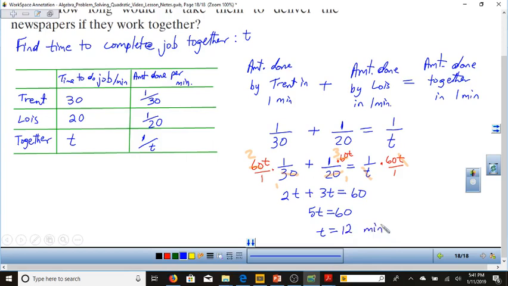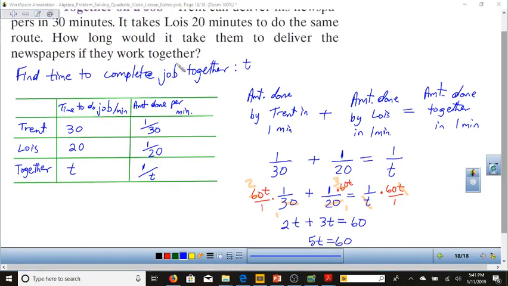Now, does that make sense? If they're working together, it should take less time for them working together than either of them working alone. So the answer we get should be less than 20, and the answer we got is less than 20. And there's also other ways to check the answer. So the solution to this is the time, the amount. The question is asking, how long would it take for them to deliver the newspapers if they work together?